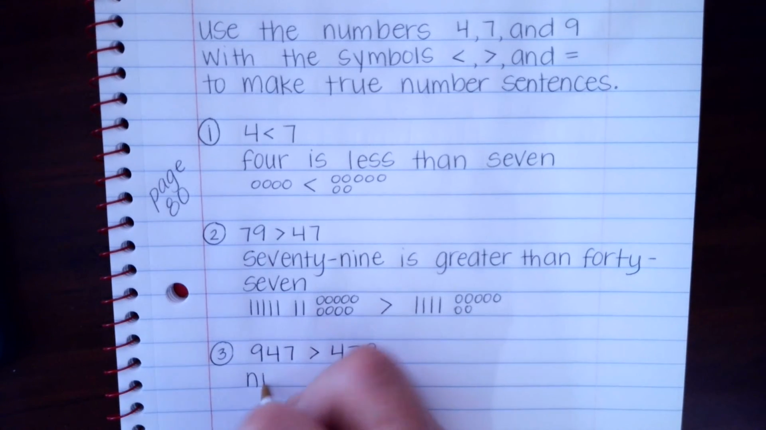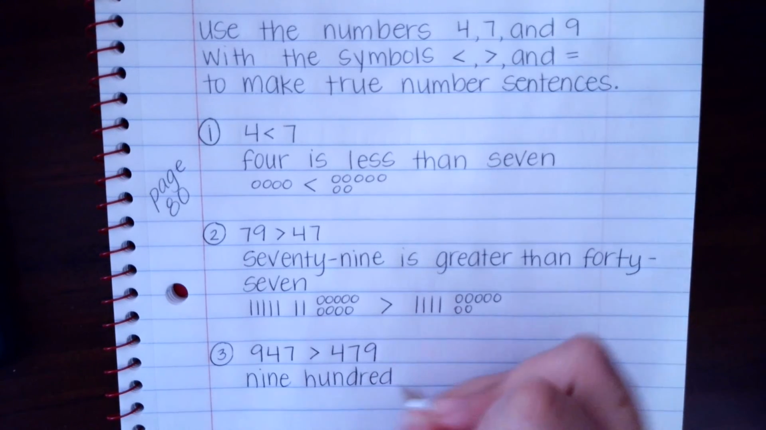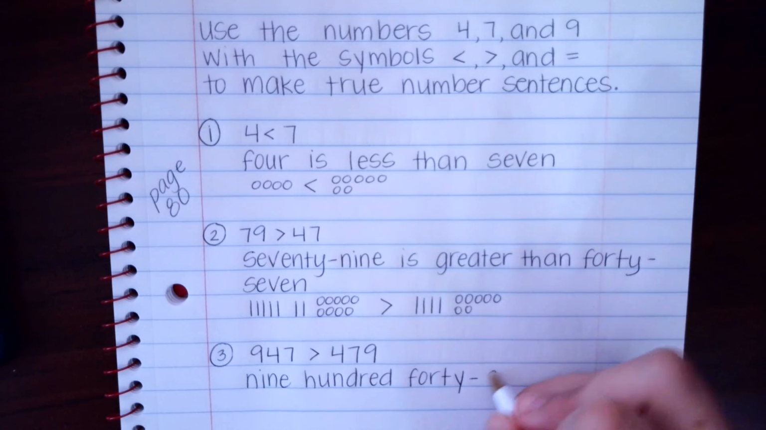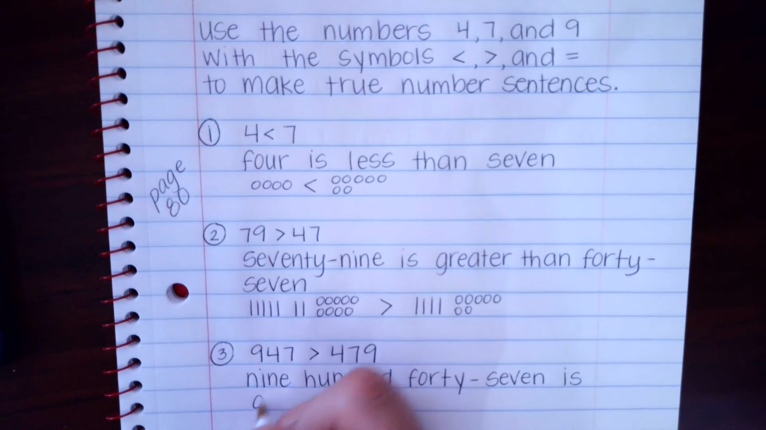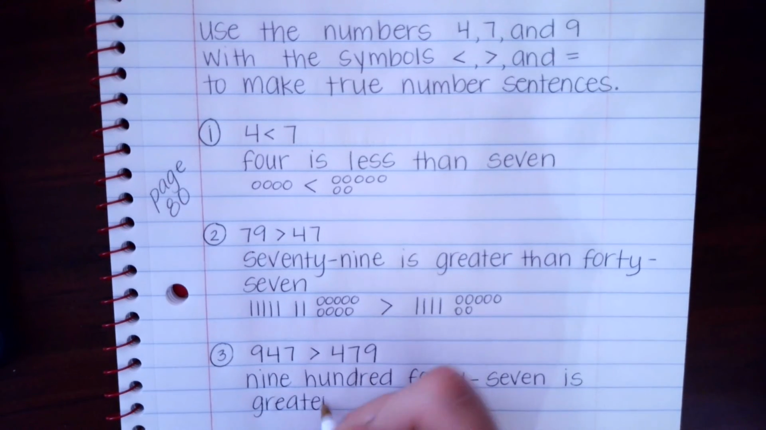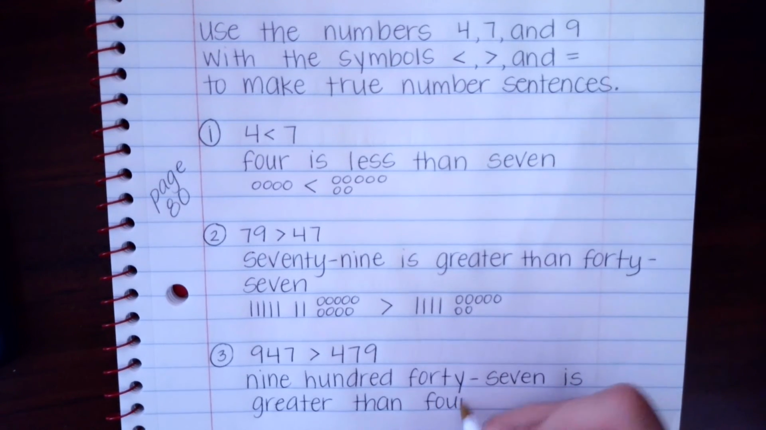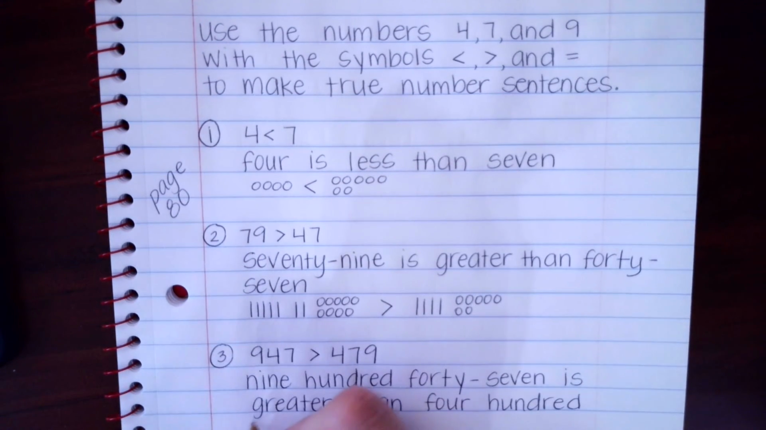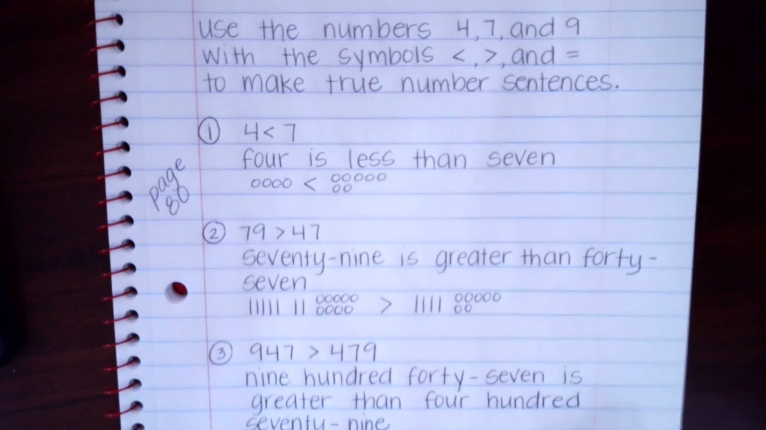So 900, don't forget to use page 80. No dashes until you separate your tens and your ones. So 947 is greater than 479. Whew, that was a long one.